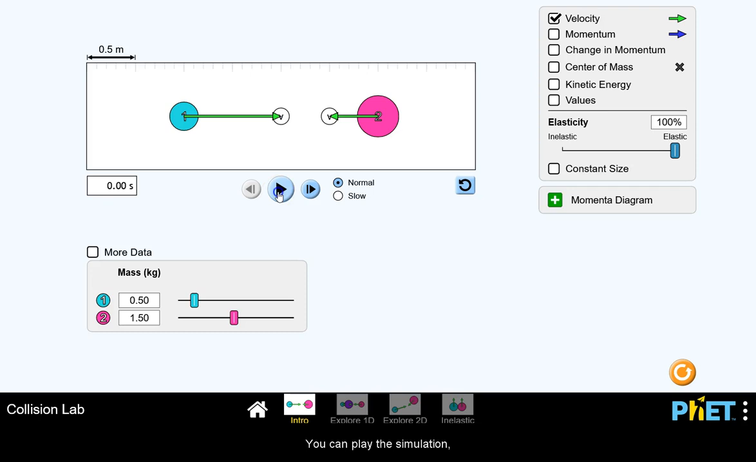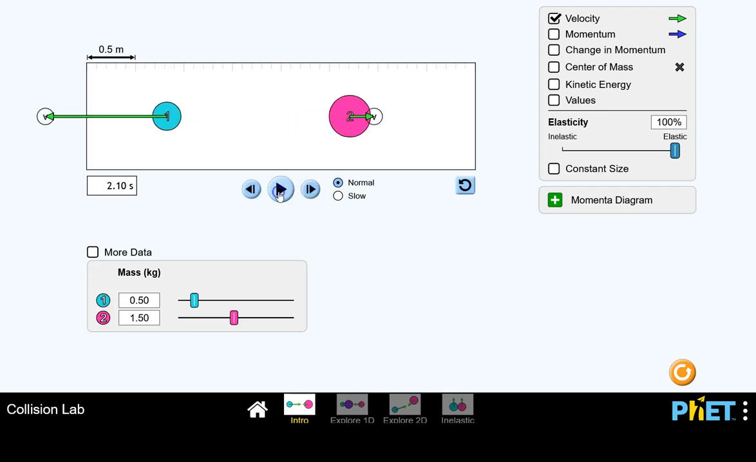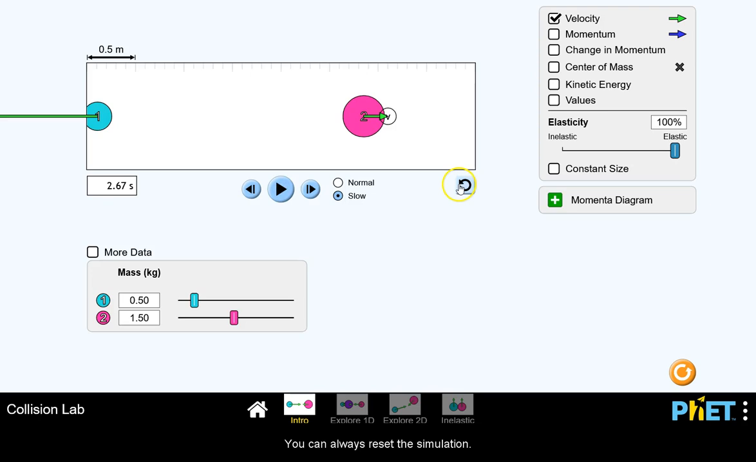You can play the simulation, pause, and even go stepwise backwards or forwards in small time increments. It is often recommended that you slow the simulation down so that you can catch the interactions between the objects. You can always reset the simulation.